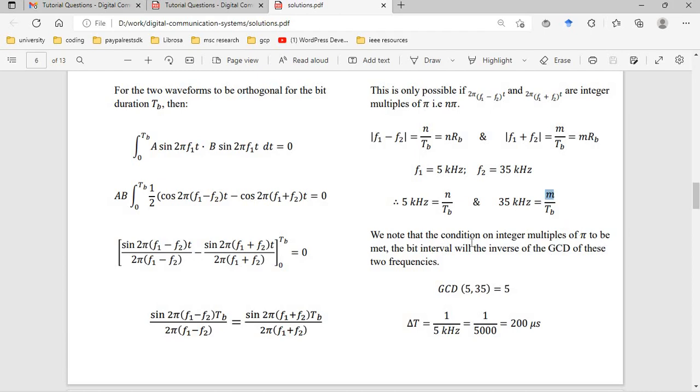Now, the only way this condition on integer multiples of pi, that is n pi and m pi in this case, can be met is that the bit interval tb will be the inverse of the GCD of these two frequencies. For n and m to actually be integers, we know that the bit interval must be the inverse of the GCD of 5 and 35. And in our case, the bit interval will be 1 over 5 kilohertz, and that leads us to 1 over 5,000, which gives us 200 microseconds.